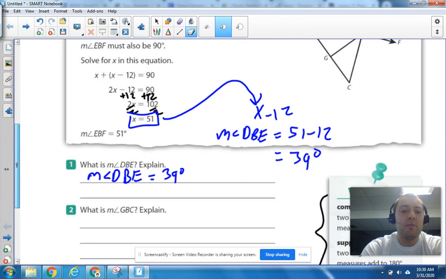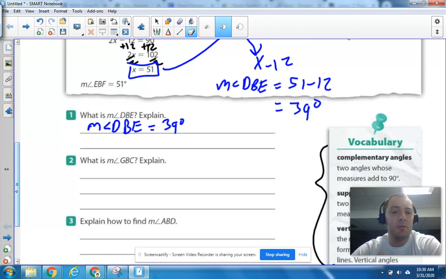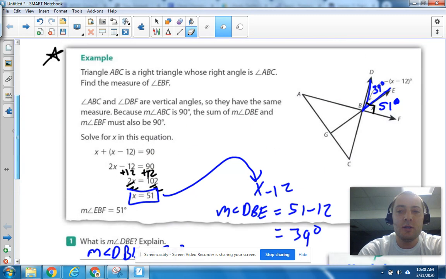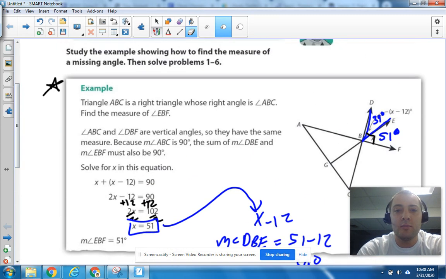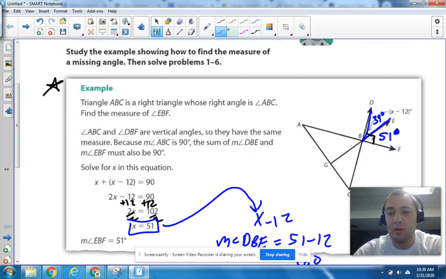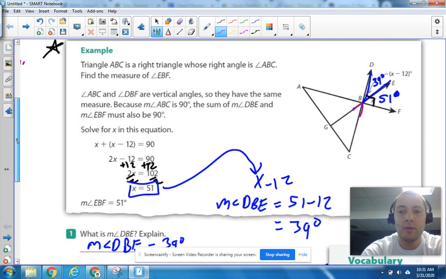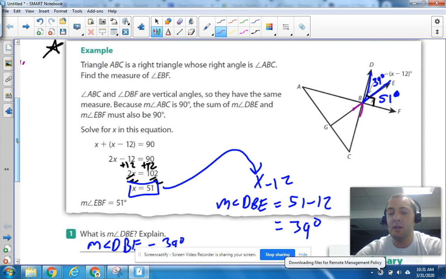Go to number 2. Number 2 says, what is the measure of angle GBC? Angle GBC, I'll put it in, let's use purple here. GBC is this one right here. The measure of angle GBC is what we're trying to find. Now, if you look at that closely, measure angle GBC is opposite of this one.